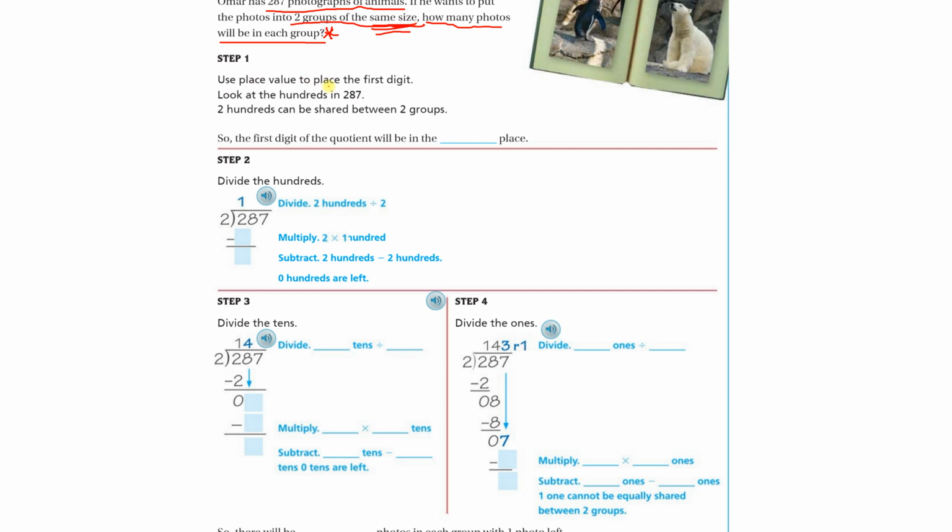Step 1, use place value to place the first digit. Look at the hundreds in 287. 200s can be shared between 2 groups. So the first digit of the quotient will be in the hundreds place.